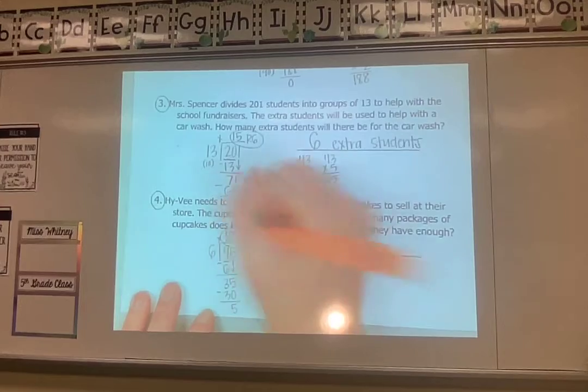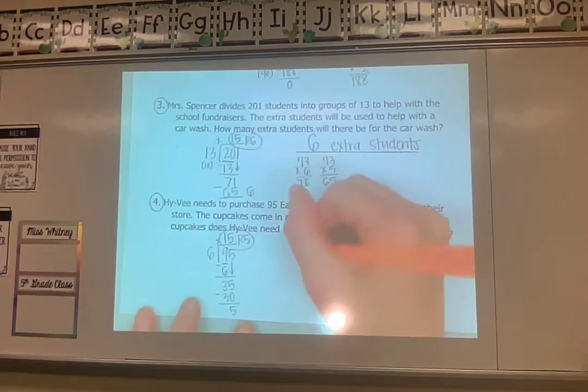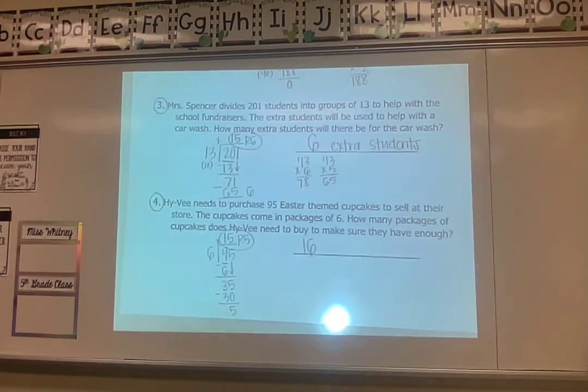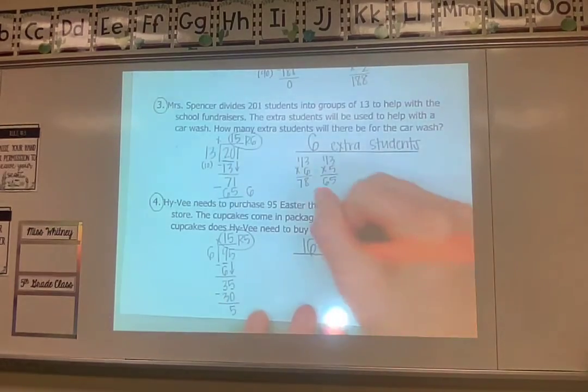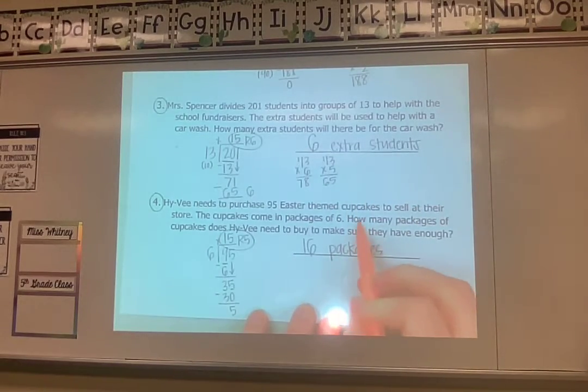And then I'm going to read my question very carefully. How many packages of cupcakes does Hy-Vee need to buy to make sure they have enough? Well, they can't buy 15 remainder 5 packages of cupcakes. So I'm going to have to round that up. They better just buy 16 to make sure they have enough. So 16 packages would be the correct label. Remember, for your label, look behind how many, and that word is usually my label.